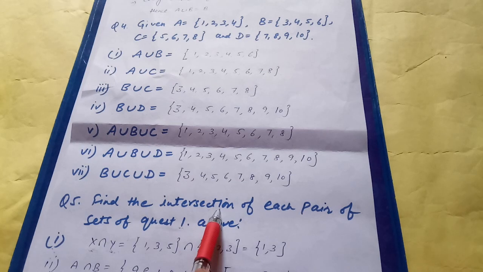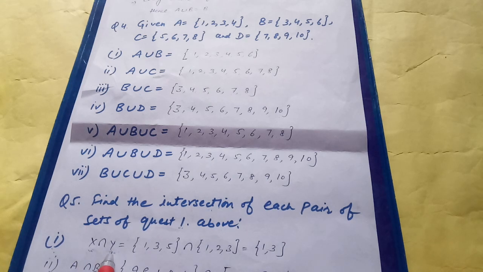Now what is intersection? So as we discussed earlier, intersection is the common elements. So if we have to take x intersection y, we have to take the common elements of x and y. So the common elements of x and y are 1 and 3, because the elements of x set are 1, 3, 5 and elements of y are 1, 2, 3. So 1, 3, 5 intersection 1, 2, 3, that is equal to 1, 3 set.